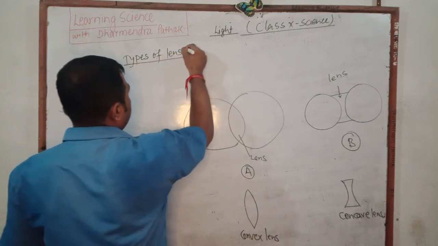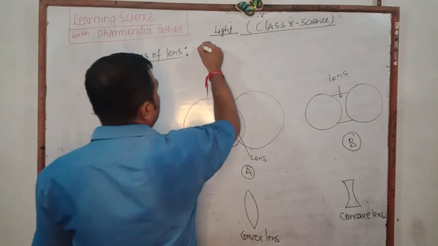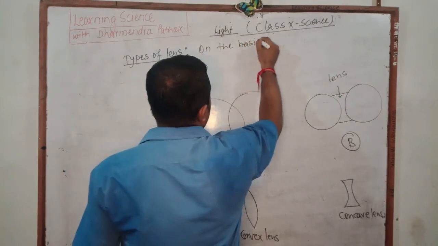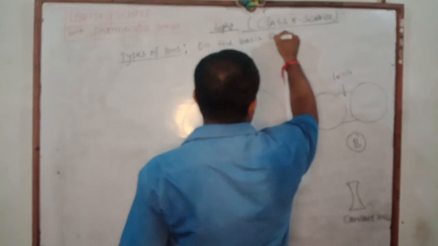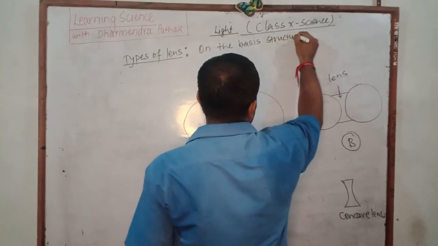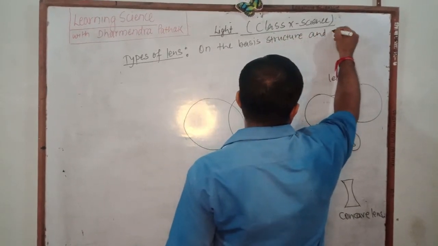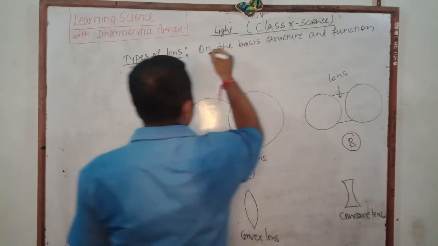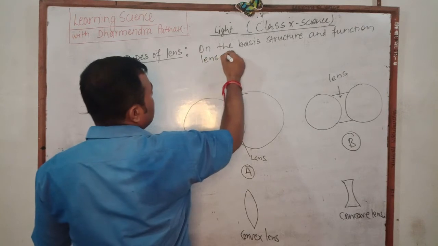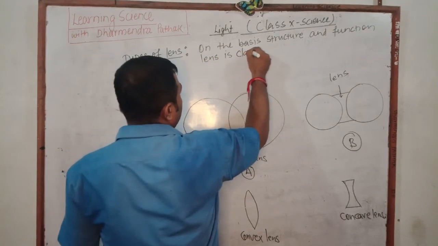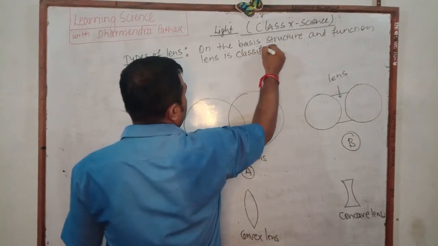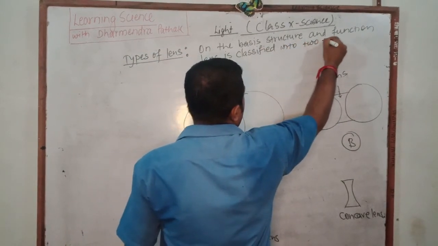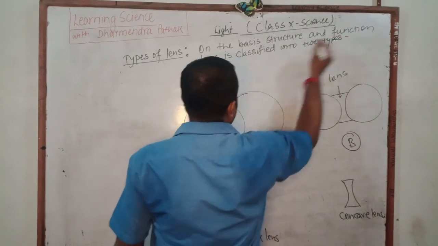Lens. On the basis of structure and function, lens is classified into two types. Mainly two types of lens are found.